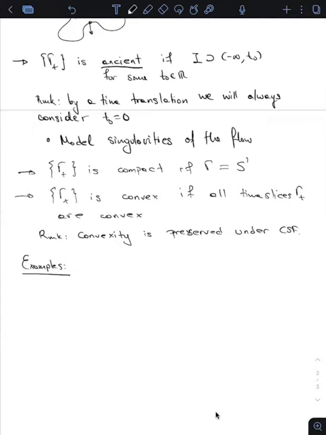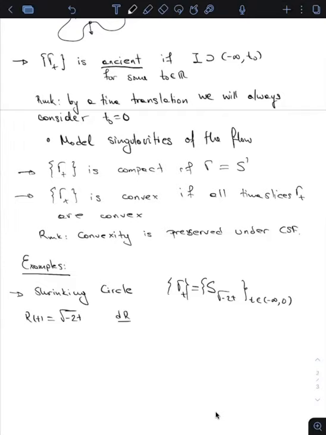The easiest example is that of the shrinking circle. The shrinking circle is given by gamma t equals the circle of radius square root of minus 2t, and t runs from minus infinity up to zero. Okay, so this is a convex compact solution. Here it's easy to find the solution because of its symmetry. The radius here, r(t), is given by square root of minus 2t. Why? Because dr/dt is equal to minus 1 over square root of minus 2t, which is equal to minus the curvature of the t time slice.